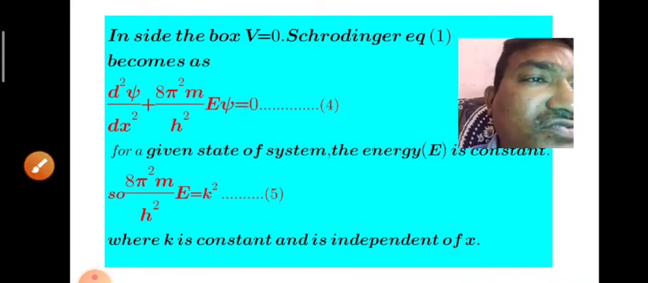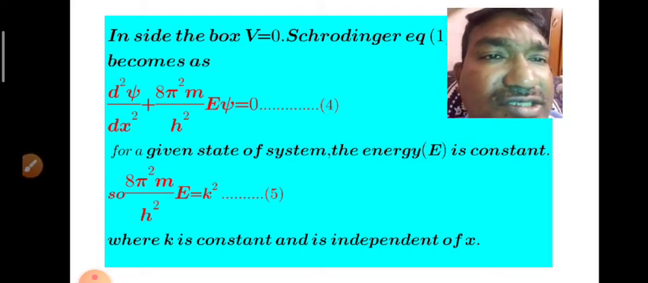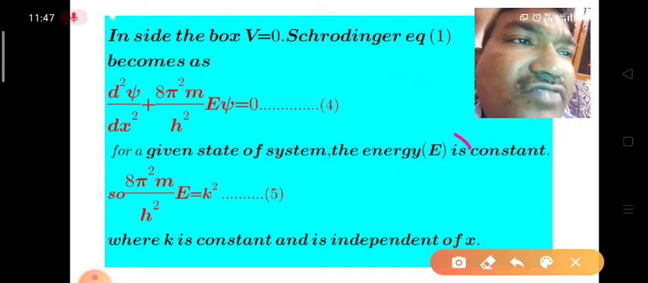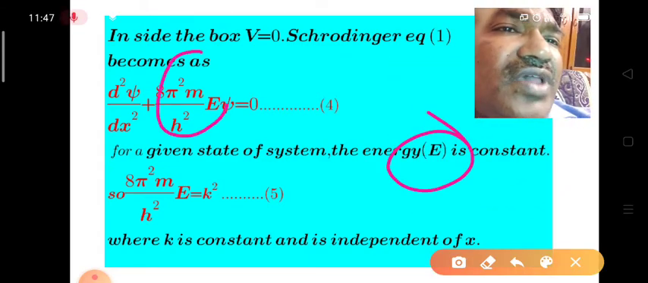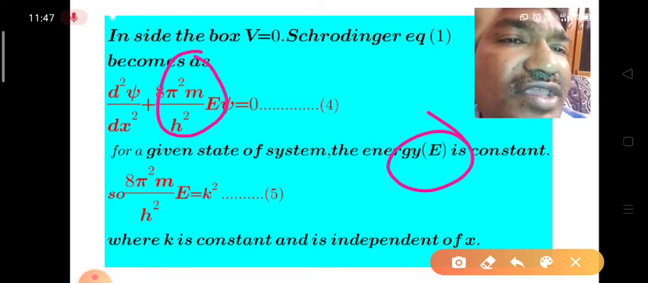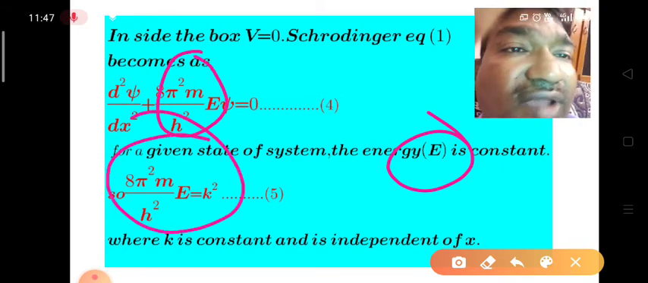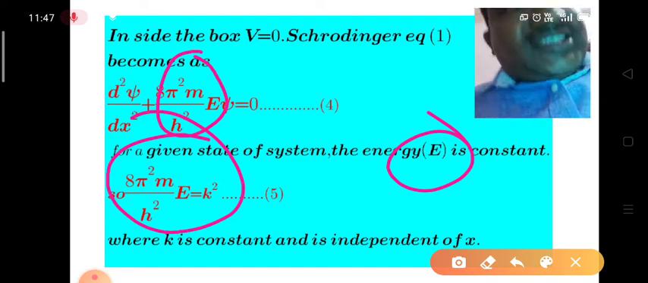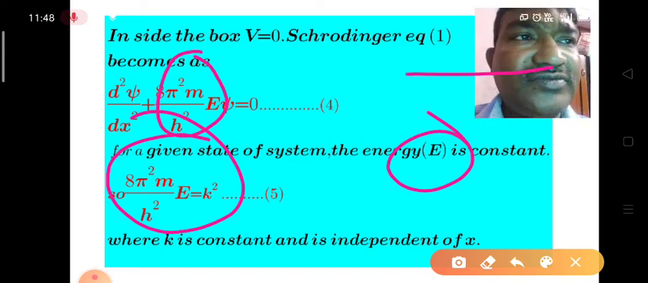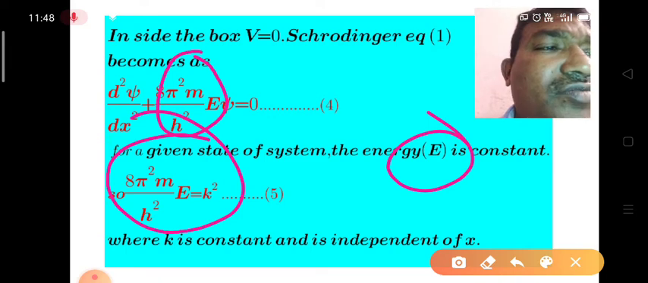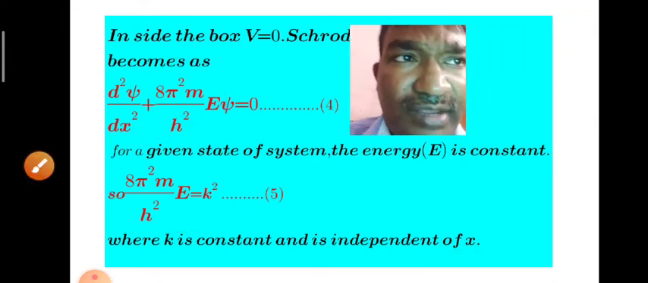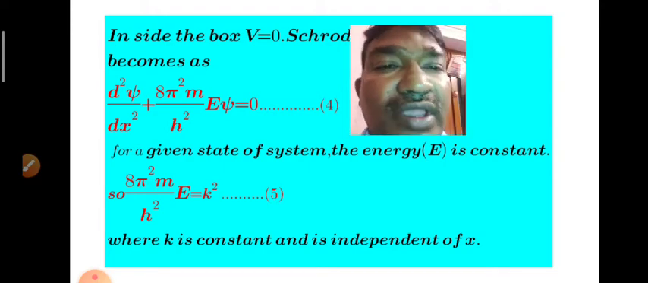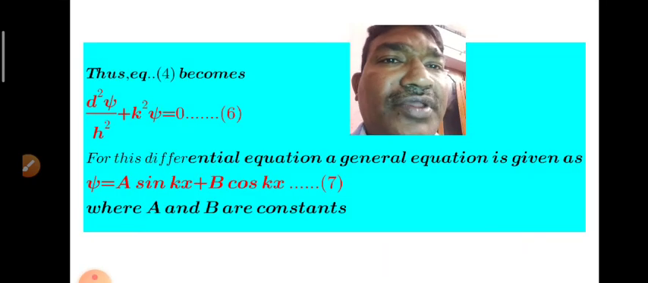Now, for a given state of energy system, the energy is constant. So as energy is constant, in the place of 8 pi square m upon h square into E, we take this k square value. k is another constant, and it is independent of x. So that's why in the place of 8 pi square m upon h square into E, we take k square.